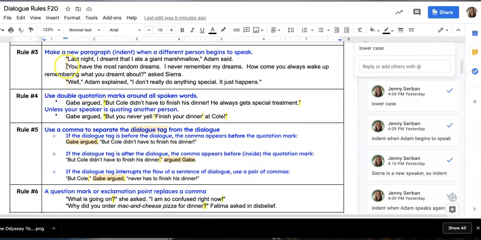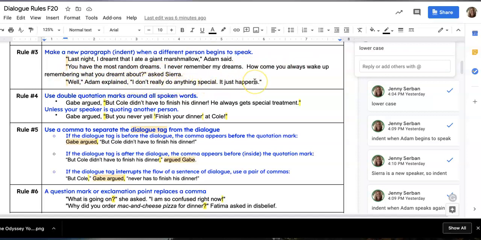So rule number 3 is make a new paragraph or indent when a different person begins to speak. Here's an example of an exchange between 2 different people. First, Adam. "Last night I dreamt that I ate a giant marshmallow," Adam said. "You have the most random dreams. I never remember my dreams. How come you always wake up remembering what you dreamt about?" asked Sierra. "Well," Adam exclaimed, "I don't really do anything special.